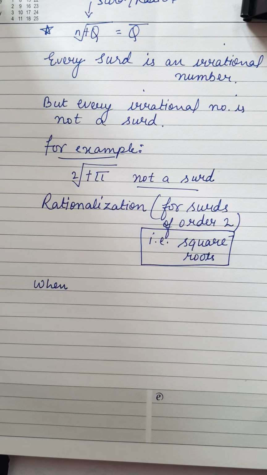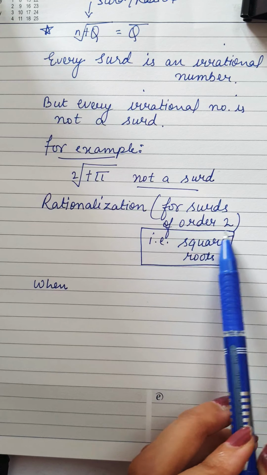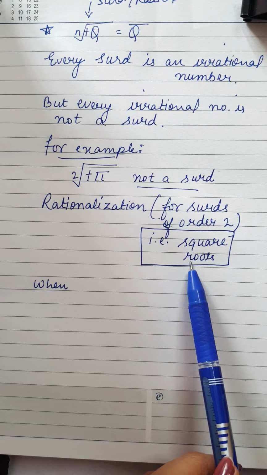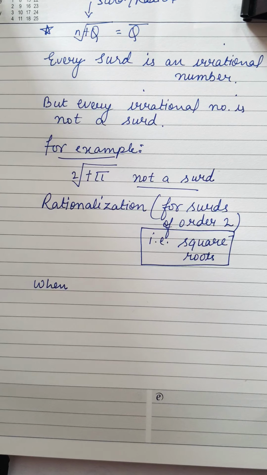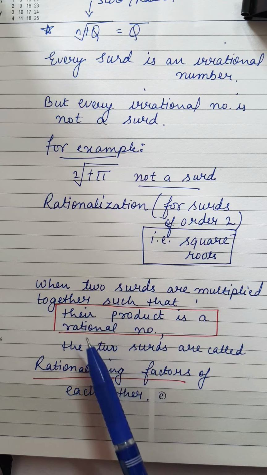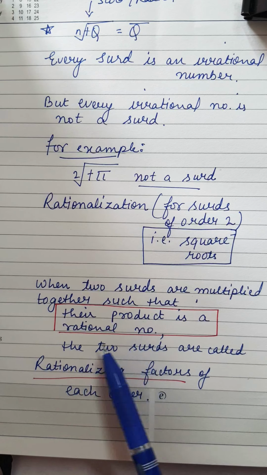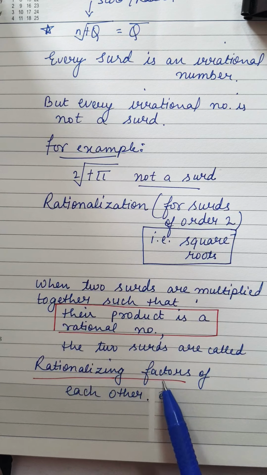Now the next topic is rationalization for surds of order 2. Order 2 means the square roots only. That means when two surds are multiplied together such that their product is a rational number, the two surds are known as rationalizing factors of each other. Let's understand this with the help of an example.